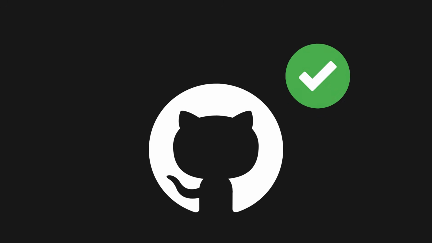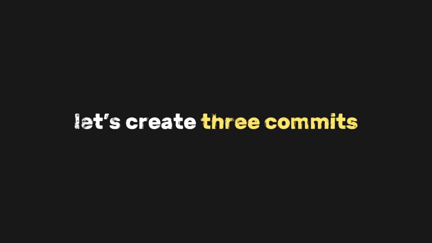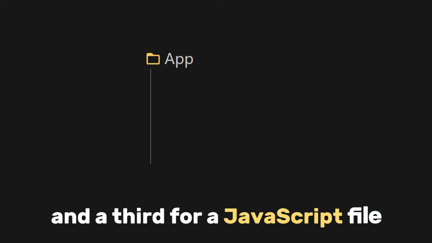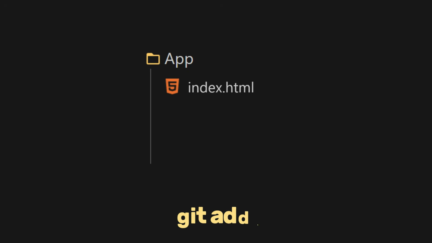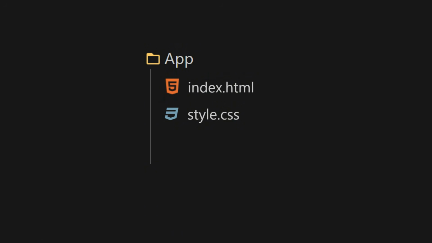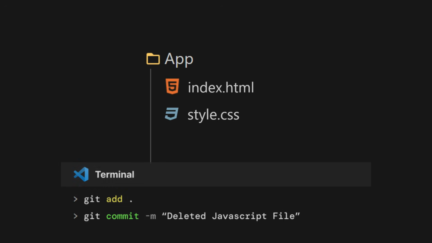Now, after learning GitHub, let's learn how to undo things using Git. First, let's create 3 commits. One for an HTML file, another for a CSS file, and a third for a JavaScript file. Start by creating the HTML file, then run git add . and git commit with a message of added an HTML file. Next, repeat this process for the CSS and JavaScript files. Now, let's say we deleted the JavaScript file and created a commit afterward, but we made a mistake and want to get it back. So what do we do?